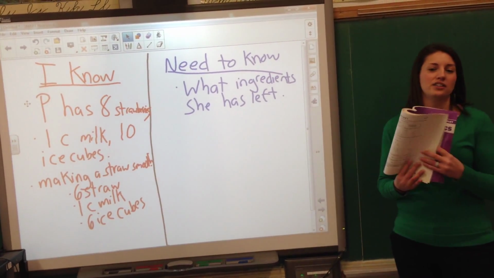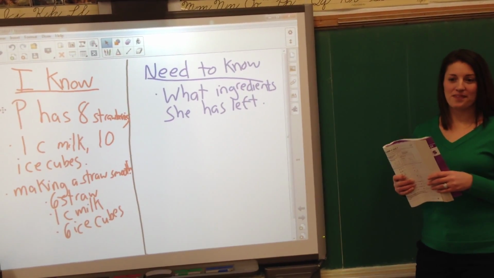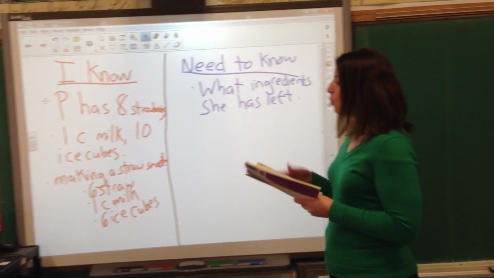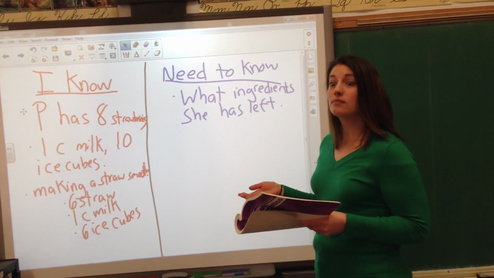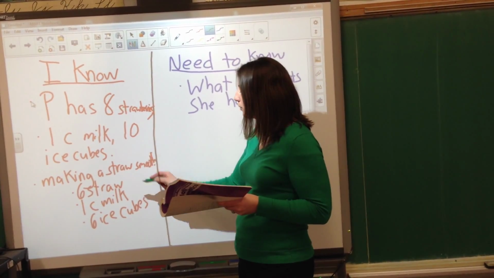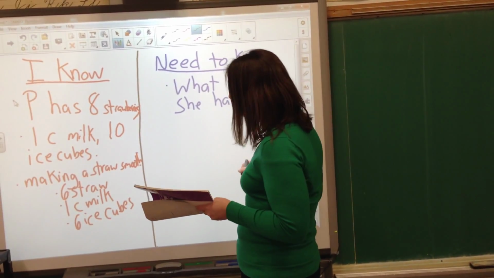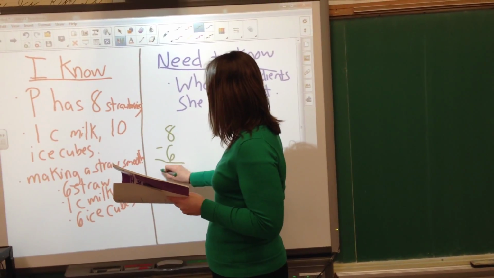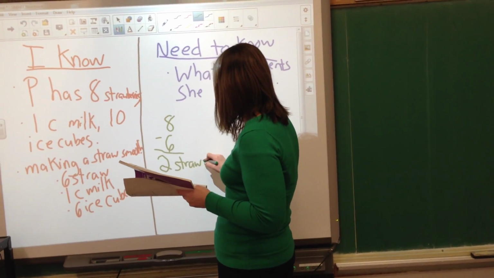Who has any idea what we need to do to solve this? Andrew, what did Miss Miller say about that? Michaela: We need to do 8 minus 6. Why do we have to do 8 minus 6? Because she has 8 strawberries and we need 6 strawberries for the strawberry smoothie. Great. So we're going to do 8 minus 6, and that's going to give us what? 2. How many strawberries she has left. Exactly. 2 strawberries. So I'm going to write the strawberries so I know that's what the 2 stands for.